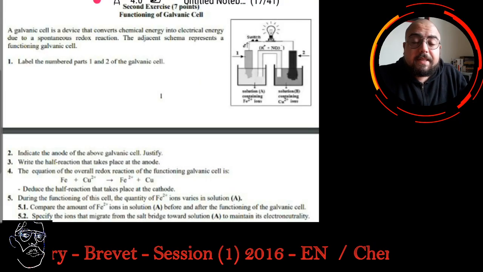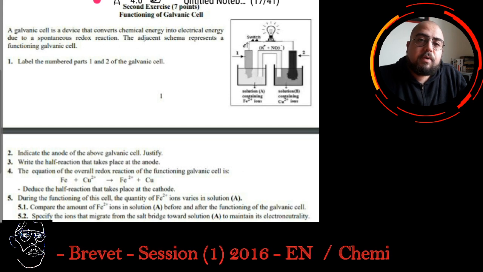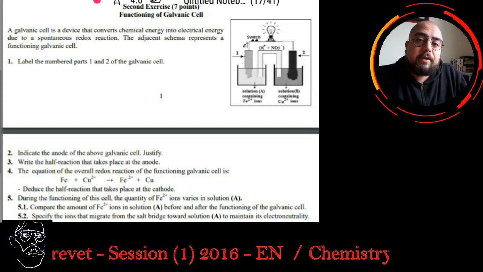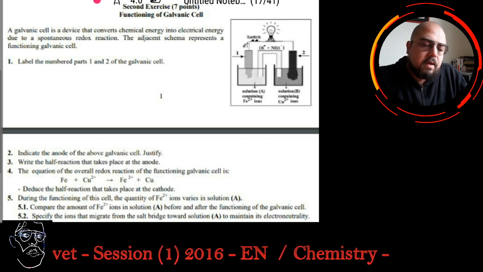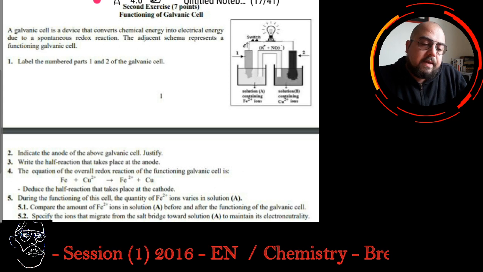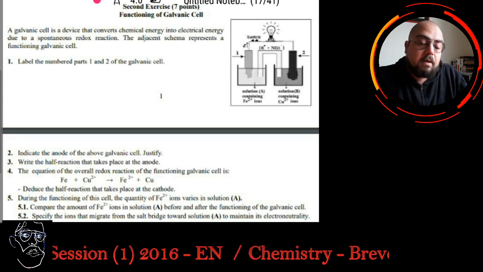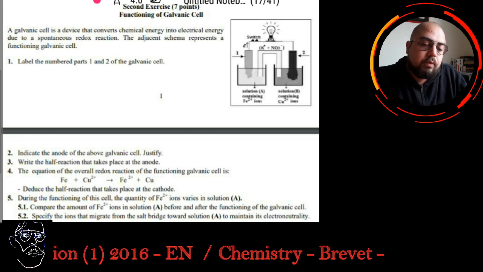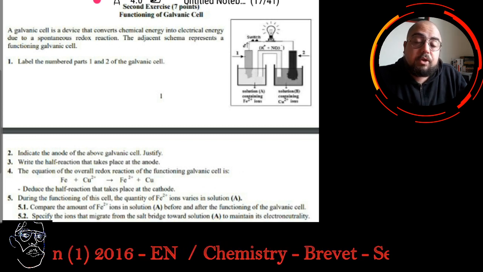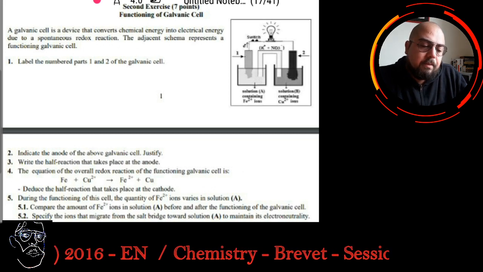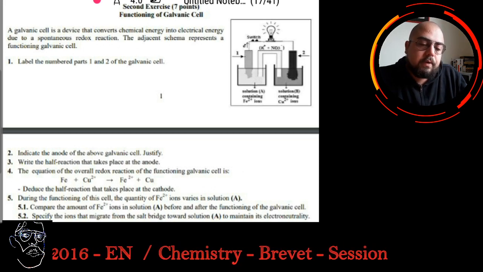Today I'm going to solve the second exercise from first session 2016 chemistry, which is related to electrochemistry. So let's start the second exercise, functioning of a galvanic cell. A galvanic cell is a device that converts chemical energy into electrical energy due to a spontaneous redox reaction. The adjacent schema represents a functioning galvanic cell. Label the numbered parts 1 and 2 of the galvanic cell.